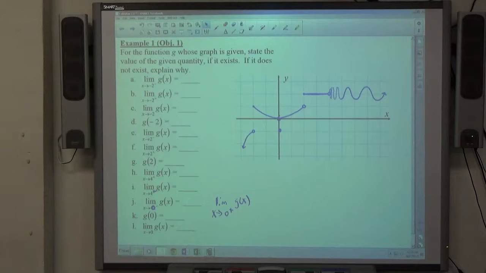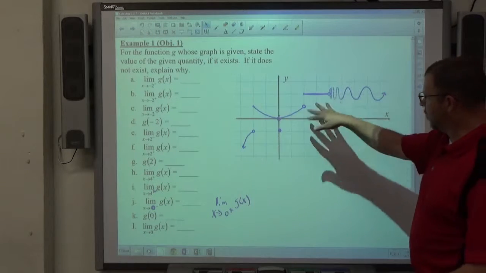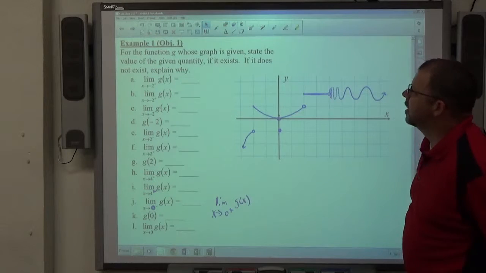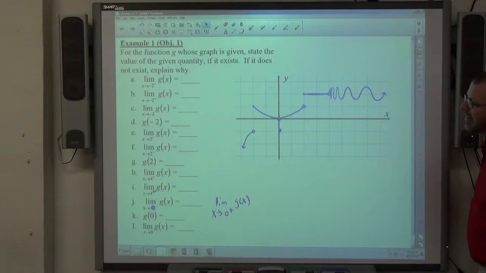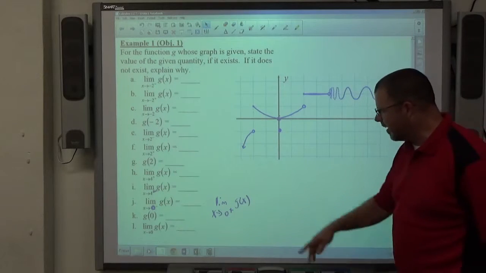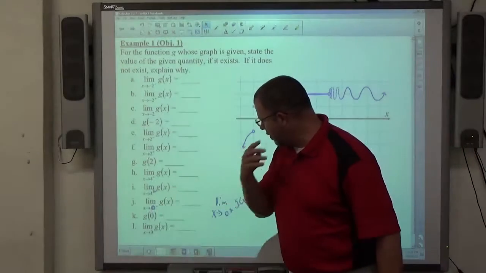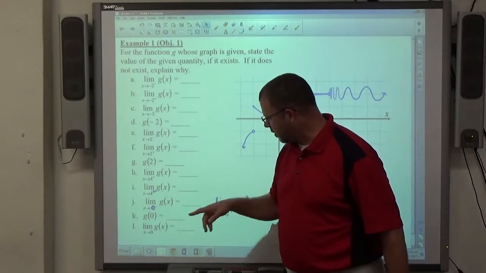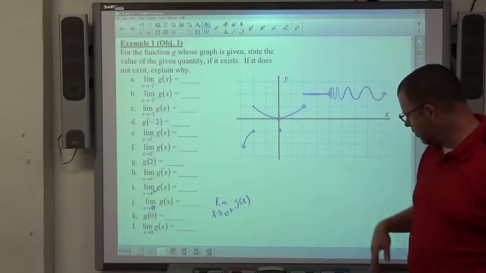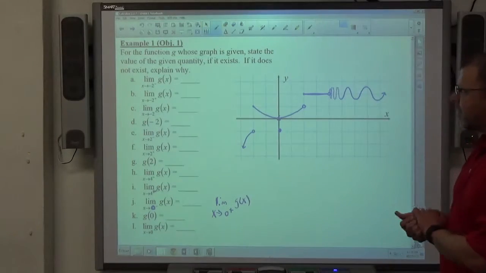Example 1. For the function g whose graph is given, so g is this blue stuff, state the value of the given quantity if it exists. If it does not exist, explain why. And I've made a few modifications here. I think they match up to the sheet that you have now, but if not, a few things will be there.